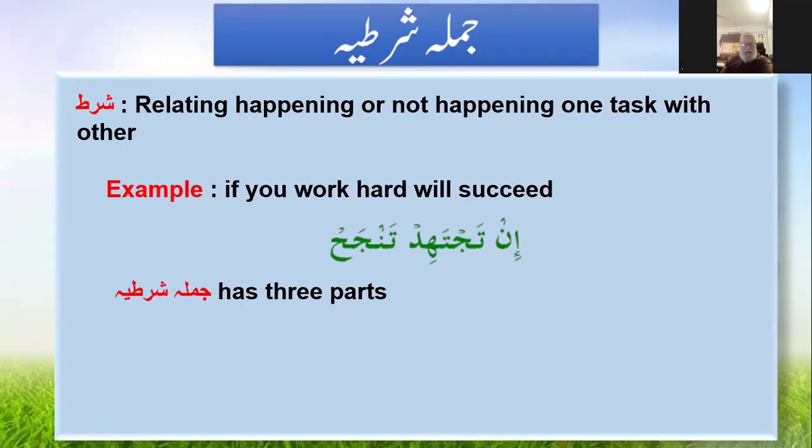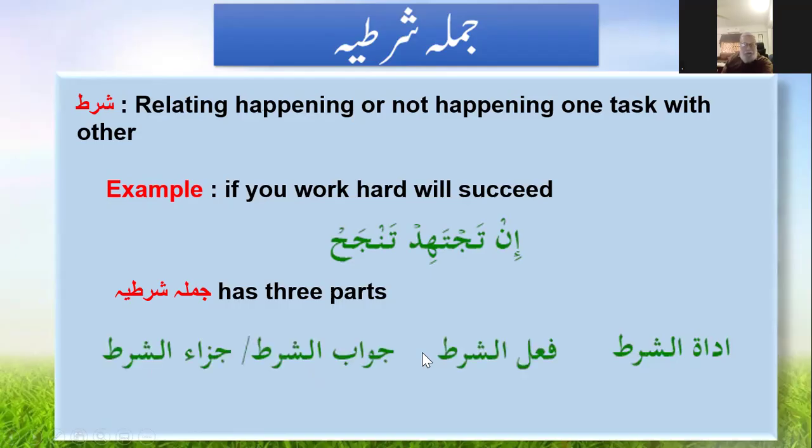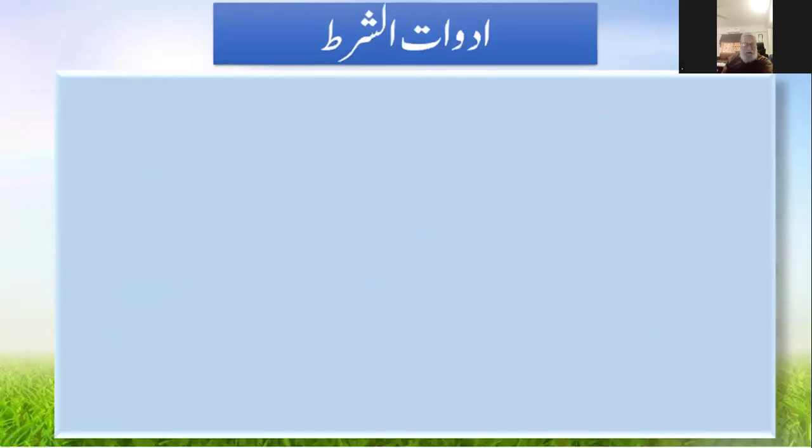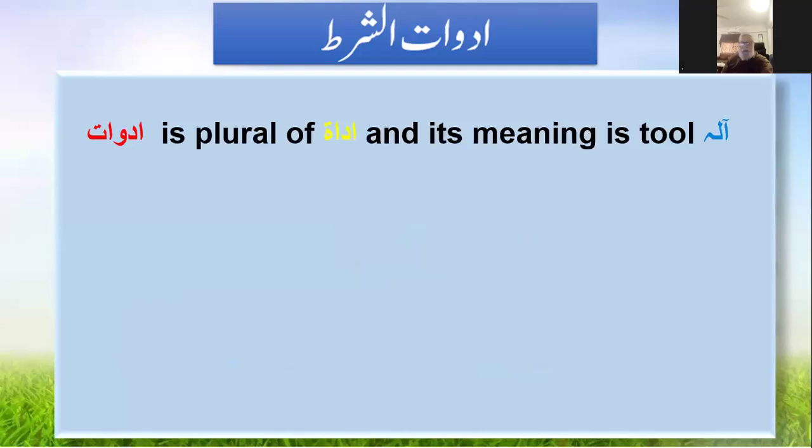Jumla shartiya has three parts. What are they? Adatu shart, that is the letter of shart. Fi'lul shart, that is the verb of shart. And jawabul shart or jazaul shart, that is the condition and the answer of the condition. Now, what is the adatu shart? Adatu shart is the plural of ada, and its meaning is tool or ala.